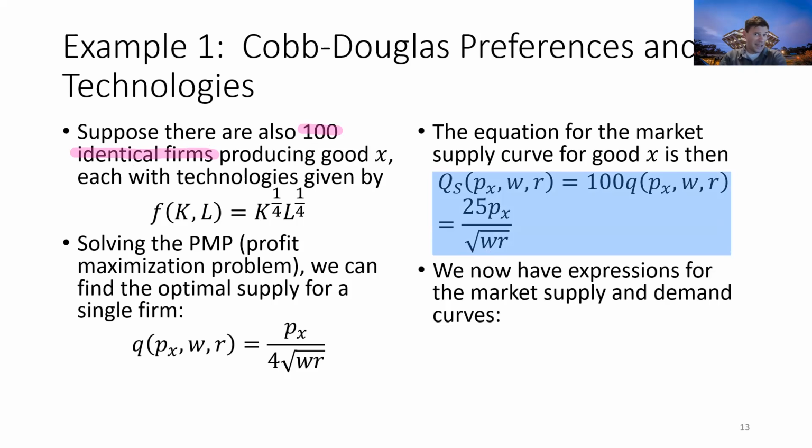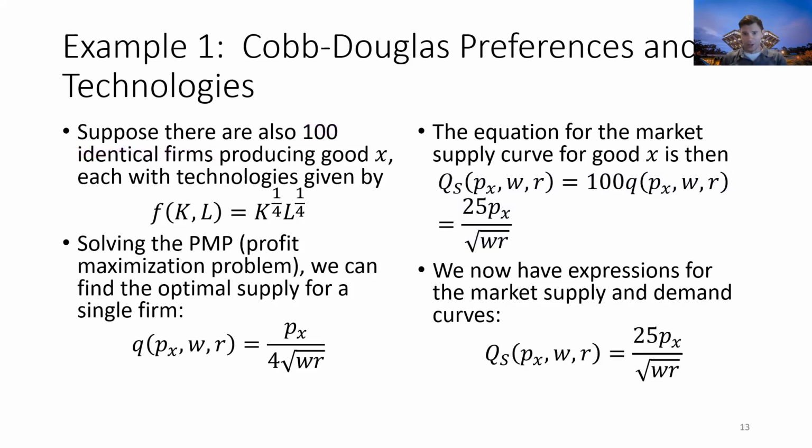Okay, so I'm going to suggest we can now pretty much fully describe the partial equilibrium framework in the market for good X. Quantity supplied is 25 PX over the square root of the product of the input prices. Quantity demanded in total was 1,000 I over PX. So if I wanted to find out the equilibrium, I can set quantity supplied and quantity demanded equal to each other to do this.